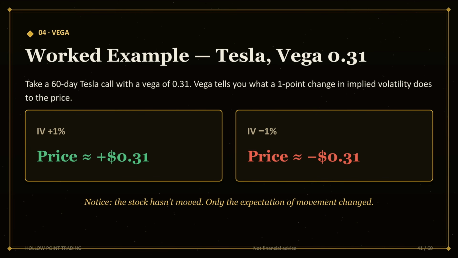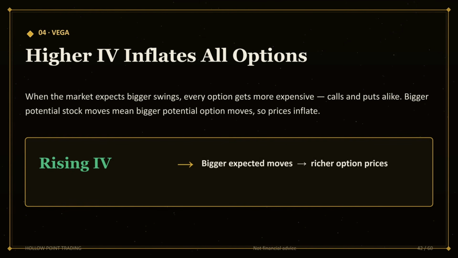Here is a practical example. If you hold a Tesla call with a Vega of 0.31, then a 1% increase in implied volatility should theoretically boost your option price by 31 cents, even if the stock price hasn't moved. Higher implied volatility inflates the price of all options, whether they are calls or puts.